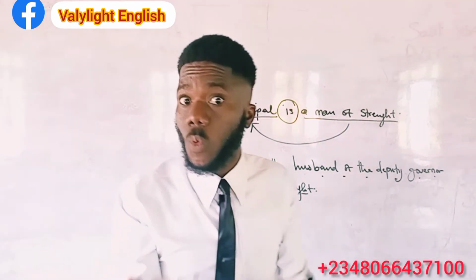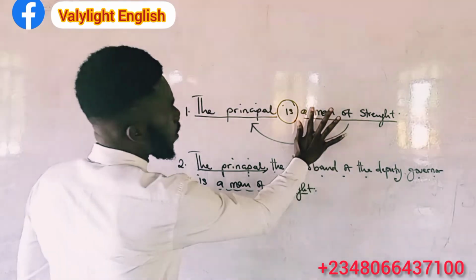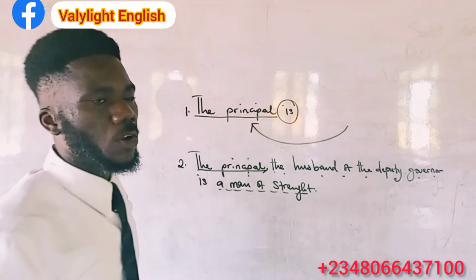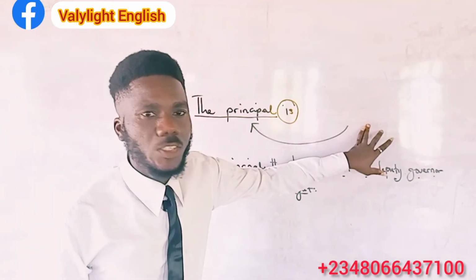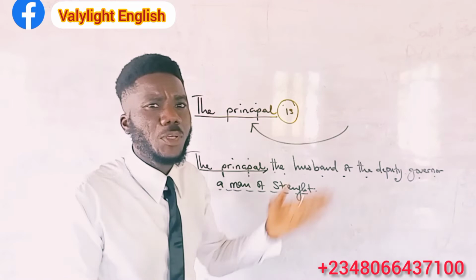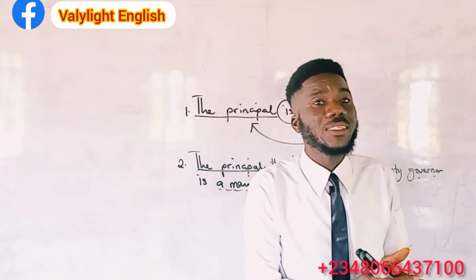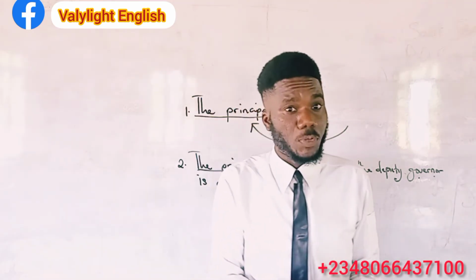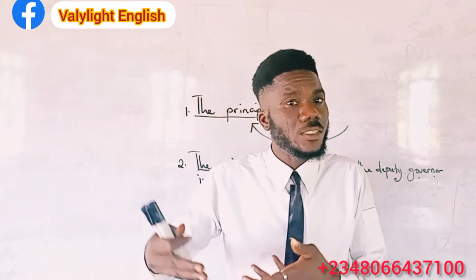That is 1. Also, you will observe that if we should take away a man of strength from here, this sentence becomes incomplete. What you have here is the principal is what? It is no longer complete. So no information has been passed here. That will tell you that a subject complement is a very serious part of the sentence that cannot be removed. Else the sentence will no longer communicate that information that you wanted it to communicate.